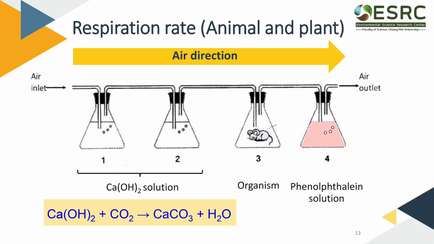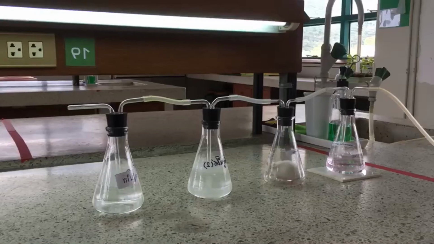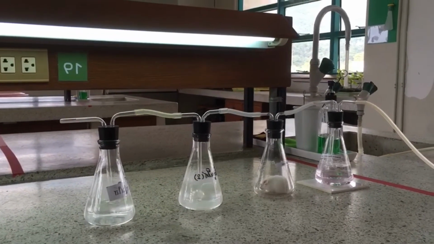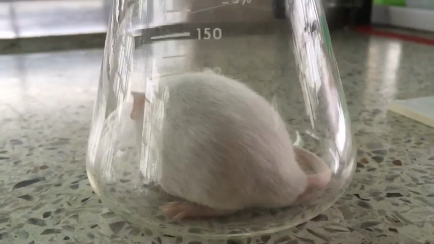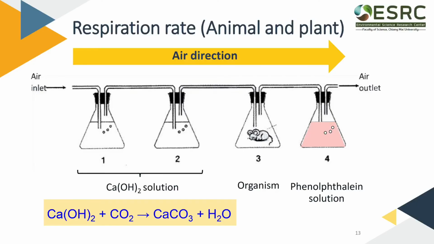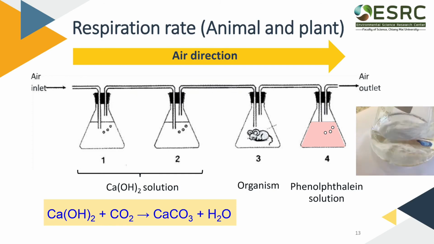Wait until the phenolphthalein color disappears, and then let the air pass through the solution for 1 minute. Titrate the solution from flask number 4 with 0.04% sodium hydroxide solution until the pink color returns and does not disappear within 1 minute. Record the volume of sodium hydroxide solution used.